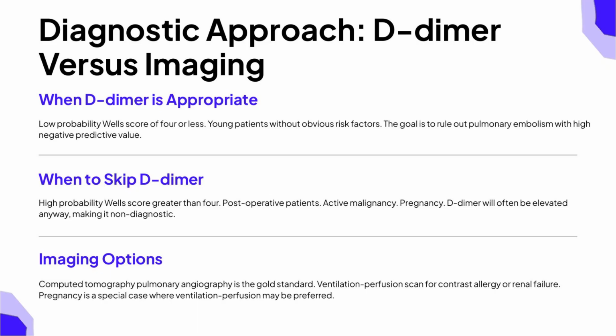Now let's talk about when D-dimer is appropriate versus when to skip it. D-dimer is useful in low probability patients, typically young patients without obvious risk factors, where the goal is to rule out pulmonary embolism. But skip D-dimer entirely in high-probability patients, post-operative patients, cancer patients, and pregnant patients. In these populations, D-dimer will often be elevated anyway, making it non-diagnostic. For imaging, computed tomography pulmonary angiography is the gold standard. Ventilation perfusion scan is for contrast allergy or renal failure. In pregnancy, ventilation perfusion may be preferred to minimize radiation to the fetus.